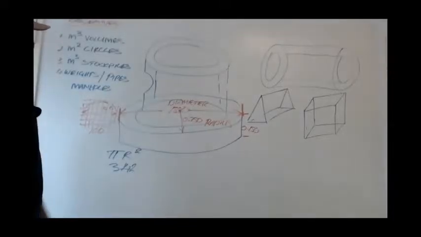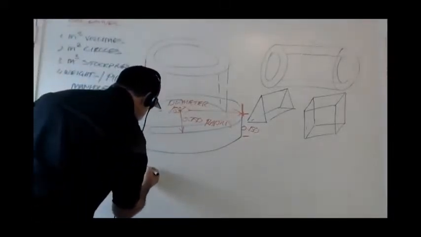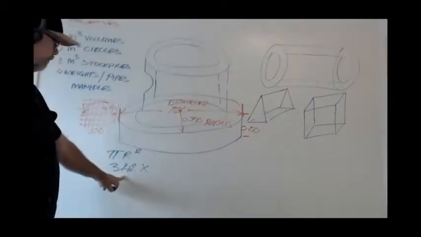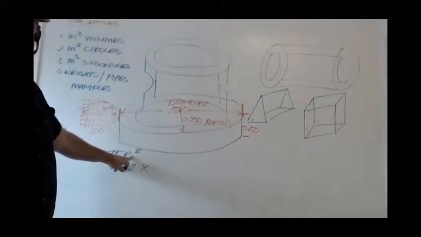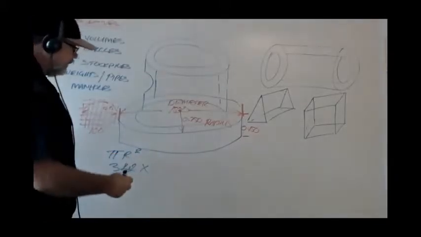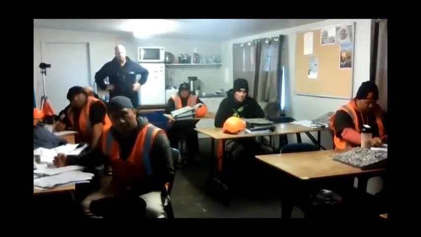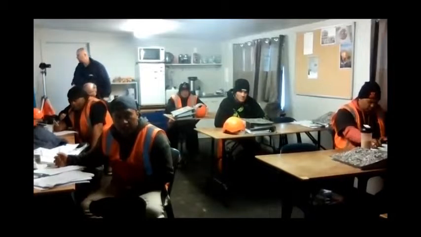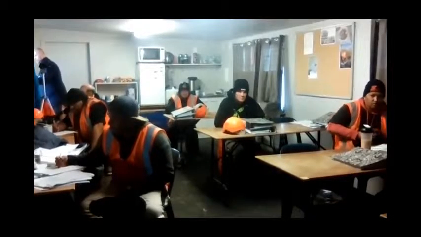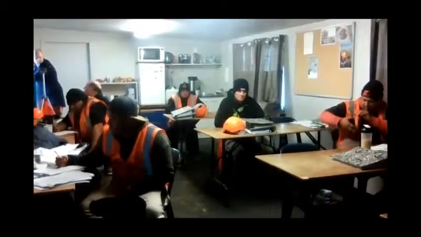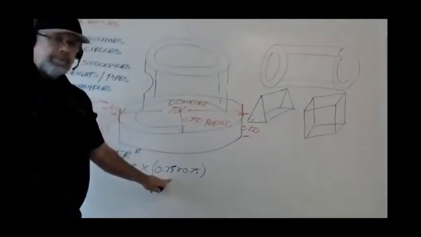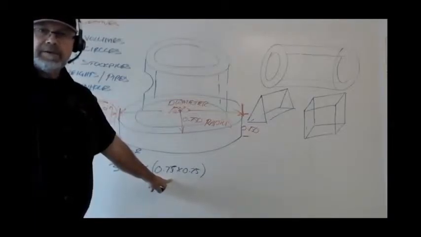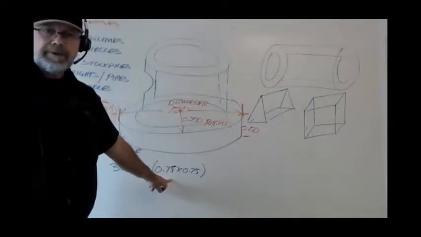Okay, so now we've got to put a multiplication sign beside that 3.142. And now we're going to multiply the radius. Now what we mean by the radius is 0.75. When we're looking at the radius here, which is 0.75, it's squared. So what that means is that it's multiplied by itself.